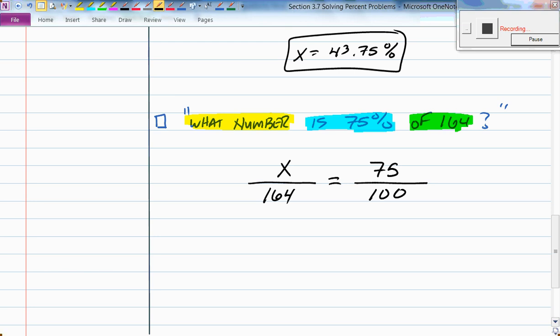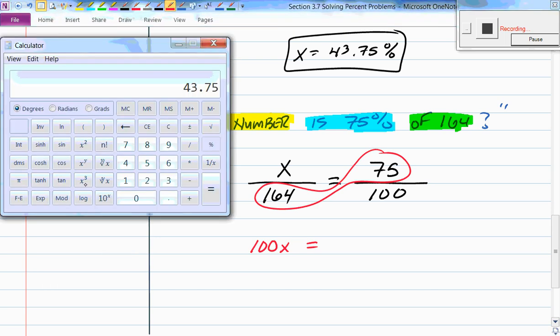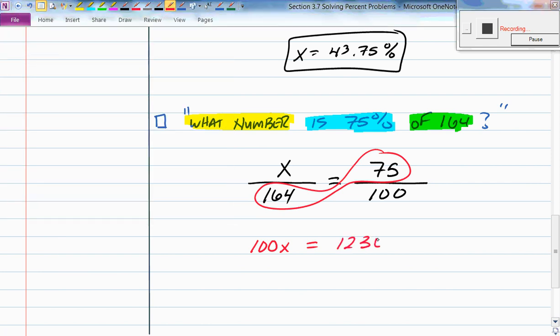Okay, we have a proportion now. We're going to solve our proportion by cross multiplying. So we're going to have 100x equals, what is 75 times 164? Looks like 12,300. I'm going to divide by 100. That's pretty easy, right? Cross that out. So what's that going to give me? 123. It says, what number is 75% of 164? Well, if you have 123 out of 164, you have 75%.